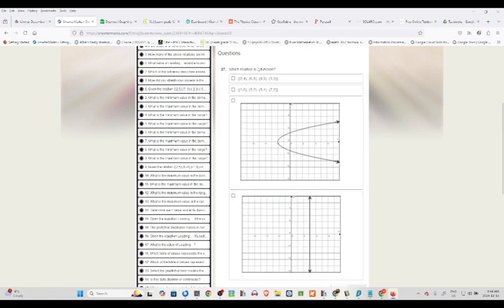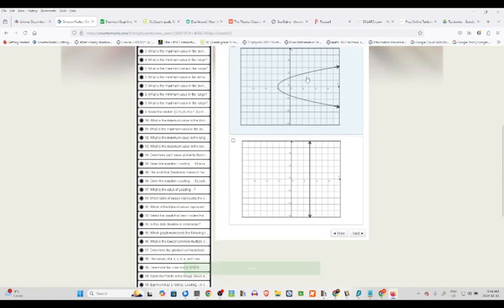Which of these is a function? Here, the x value of 3 is associated with 2 different y values, 4 and 3. Not a function. Here, 1, 3, 5, 7. No repeated x's. That's got to be a function. And our 2 graphs each fail the vertical line test, so neither of those can be functions.